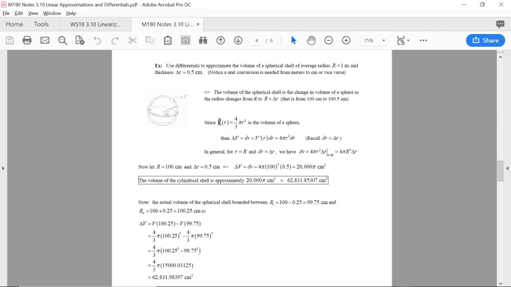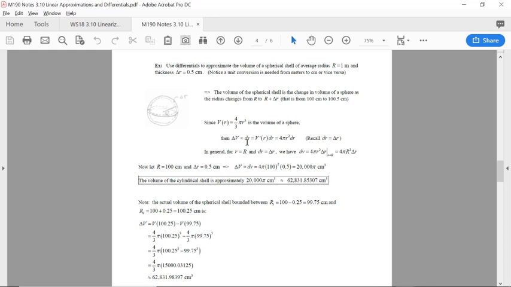What is dV? Well, because V is a function of r, we can find dV/dr. That's the derivative of this, V prime of r. So dV is V prime of r times dr. dV is V prime r dr. So what's V prime of r? By the power rule, we get 4 pi r squared. So dV is 4 pi r squared dr.